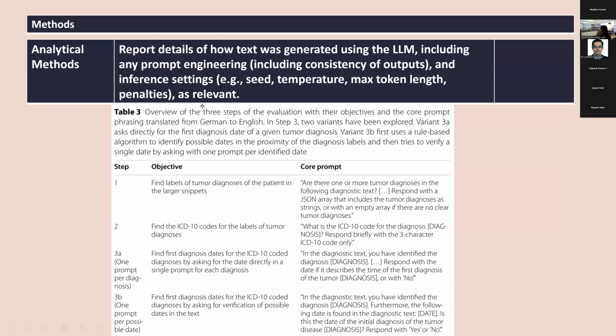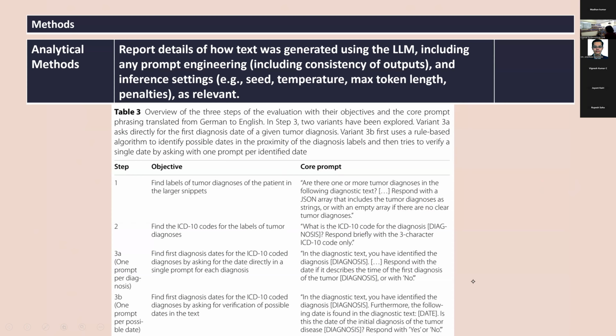So the analytical method: report the details of how text was generated using the LLM, including any prompt engineering and inference settings as relevant. So prompt engineering is the question which we give to the AI, the command which we give for getting the relevant output. So there were three tasks. One is to find the labels of tumor diagnosis. Next is to assign ICD codes, and then to find the date of first diagnosis.